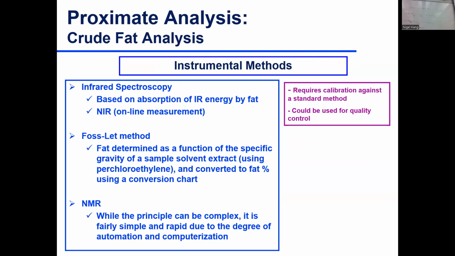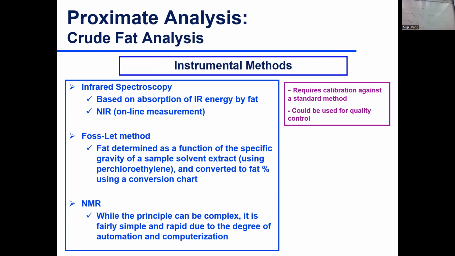Instrumental methods. These are not official methods, but they are fast. They are really, really fast. Once you do the setup, setup is time consuming, but once you do the setup, they are really fast. So they are good for quality control purposes. You cannot use them for nutritional labeling. IR, NIR, and NMR are spectroscopy methods.